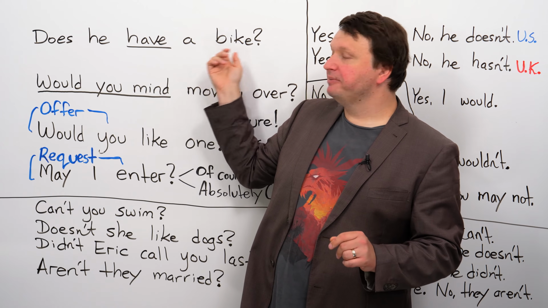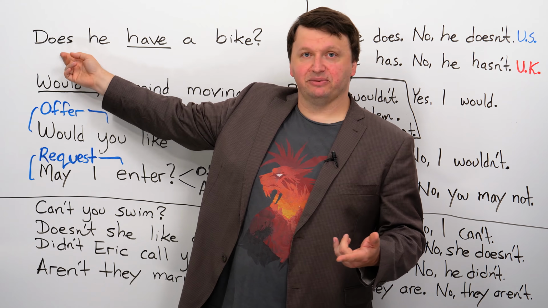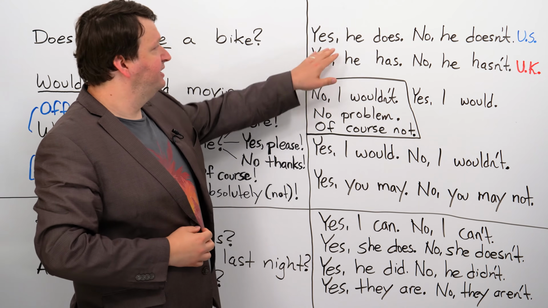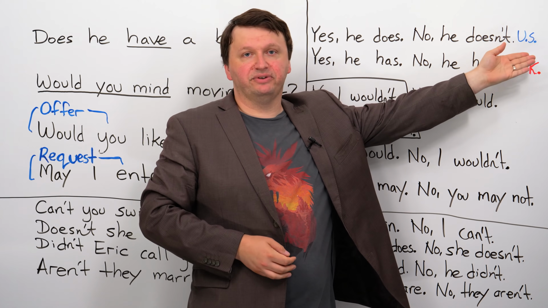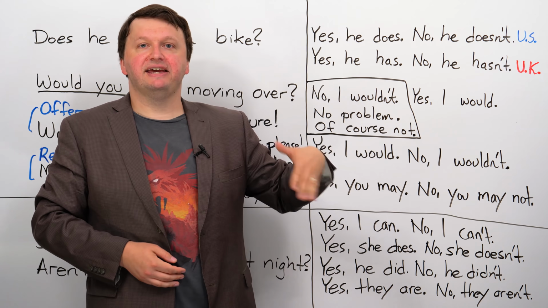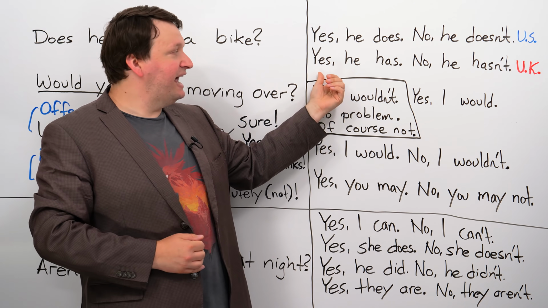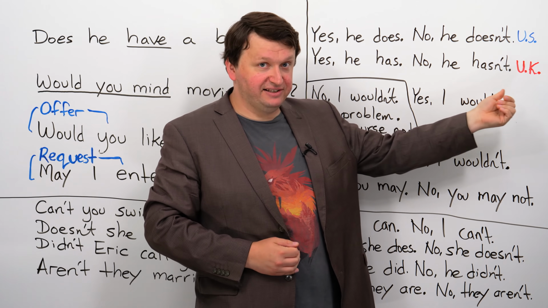Does he have a bike? The first verb is does. Auxiliary verb in the present simple. Yes, he does. No, he doesn't. So this is American grammar, American English. In the UK, in British English, you can say, yes, he has, or no, he hasn't.